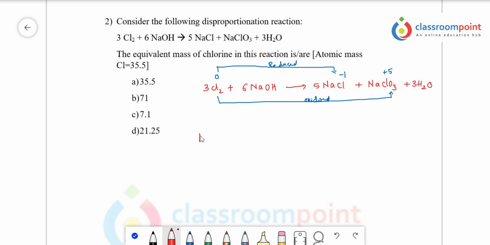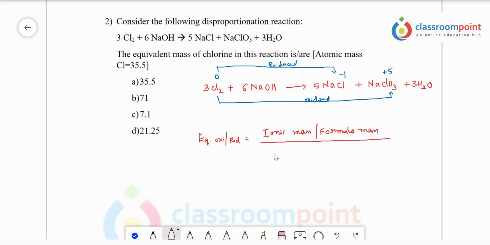Whether it is an oxidizing agent or reducing agent, the equivalent mass of either can be calculated using the formula here: ionic mass or formula mass divided by difference in the charge.